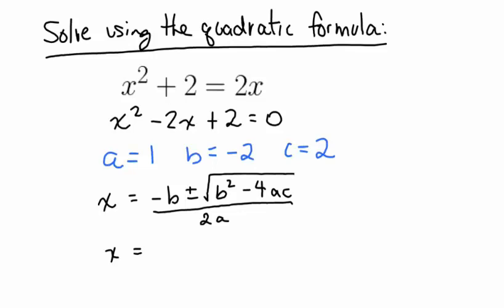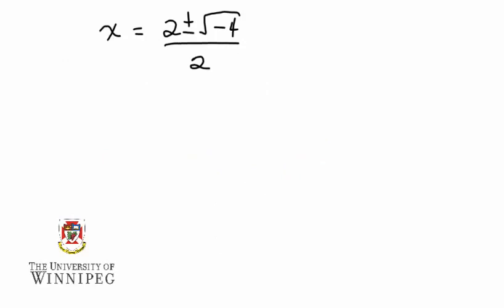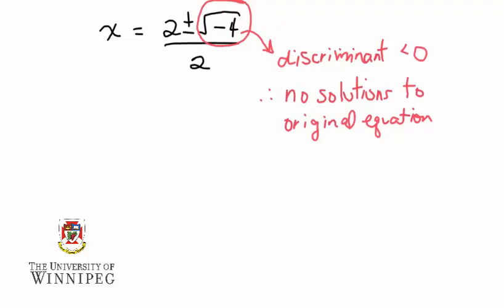So once again, we have b is -2, so negative b is going to be positive 2. We have that b squared is 4. And we know that 4 times a times c, or 4 times 1 times 2, is equal to 8. We're going to have everything divided by 2 once again. So let's go ahead and simplify the number underneath our square root. And notice that we get a negative value underneath our square root. This means that our original equation is not going to have any solutions because our discriminant is less than 0.